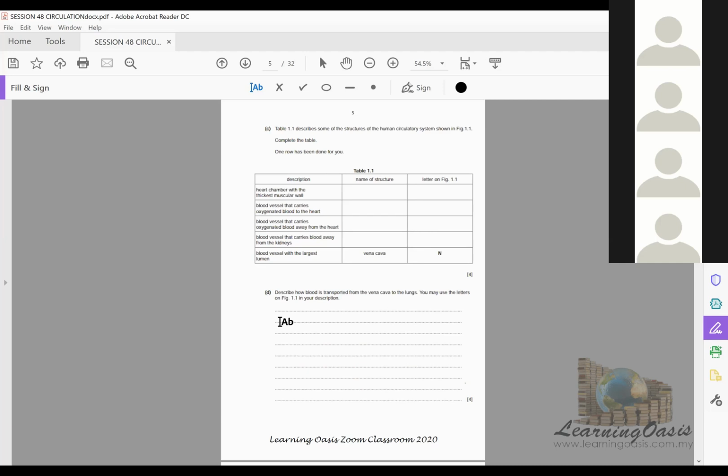The oxygenated blood from the body passes through the vena cava. Blood flows from the right atrium to the right ventricle, opening the tricuspid valve, and blood flows into the heart, out to the lungs. Okay. Now, careful with your answer: through the opening of the tricuspid valve.